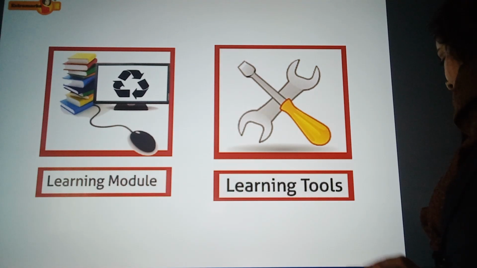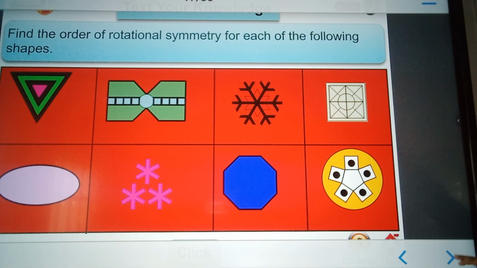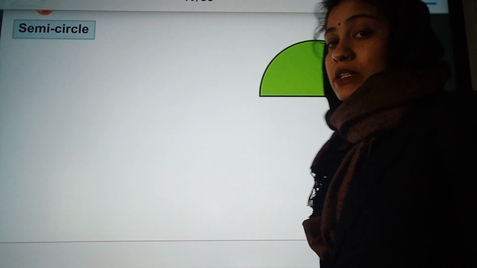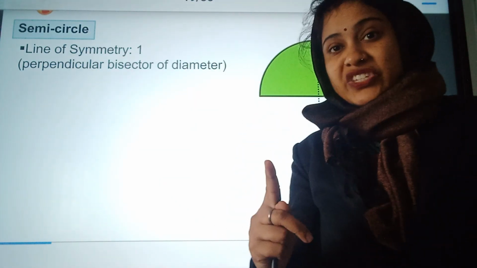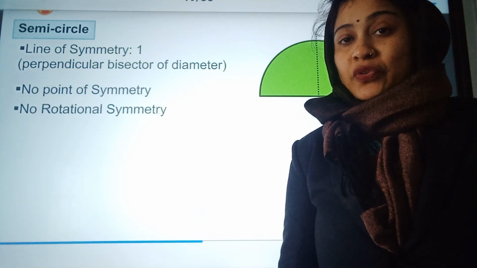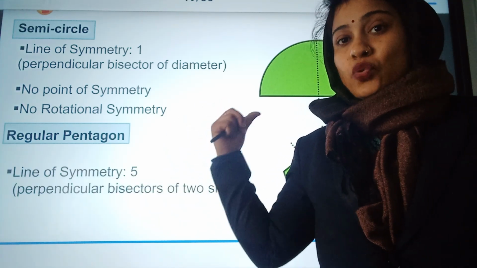Okay. Now let us go with many more figures which are given. These were the things which we have already discussed. So now let us come to the semicircle. With the semicircle, we will have one vertical line of symmetry with no point of symmetry, and the order of rotation is none, because this semicircle doesn't possess any rotational symmetry.